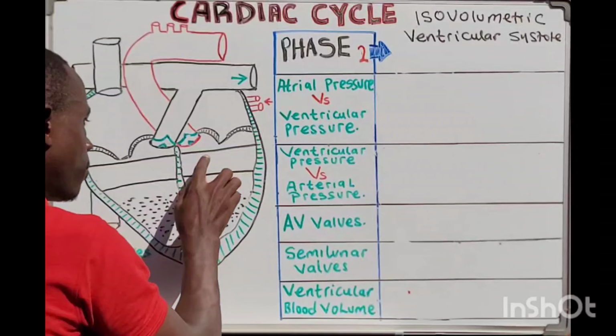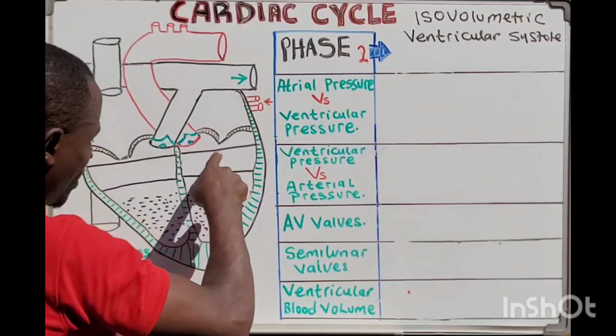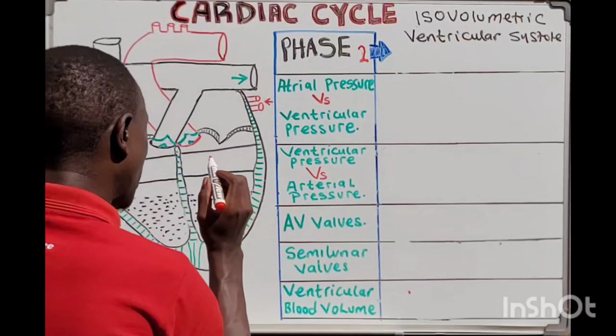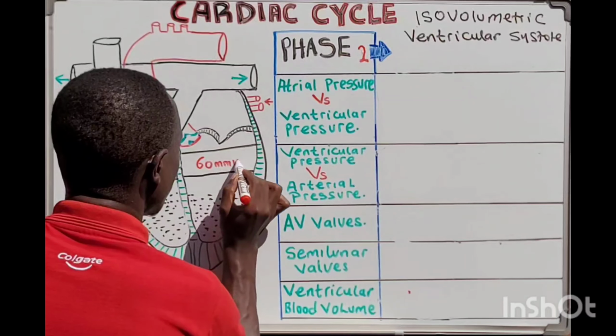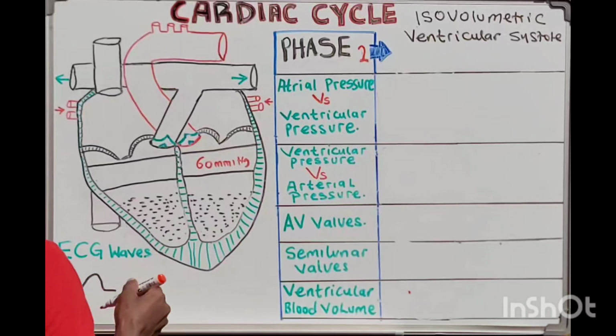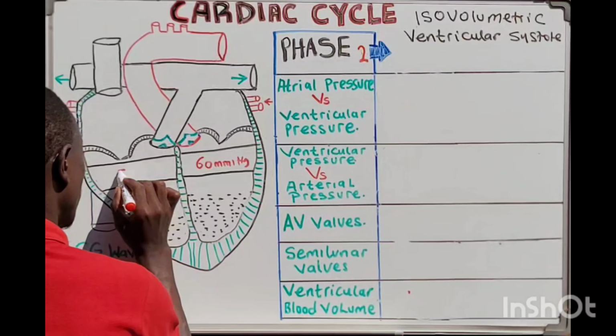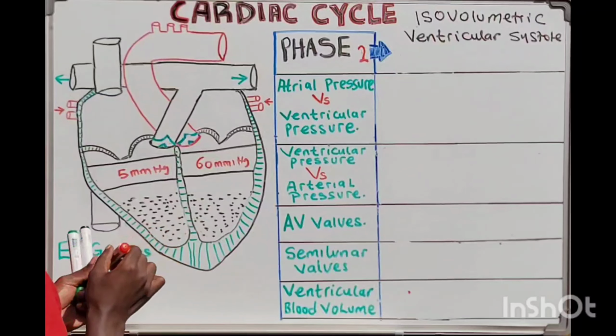So the pressure at this time within the ventricles is generally going to be around 60 millimeters of mercury for the left ventricle, and for the right ventricle it is going to be a low pressure system, around 5 millimeters of mercury.